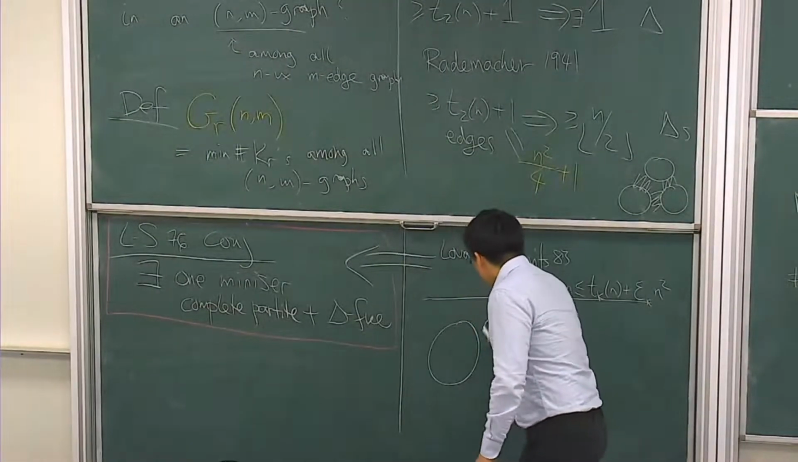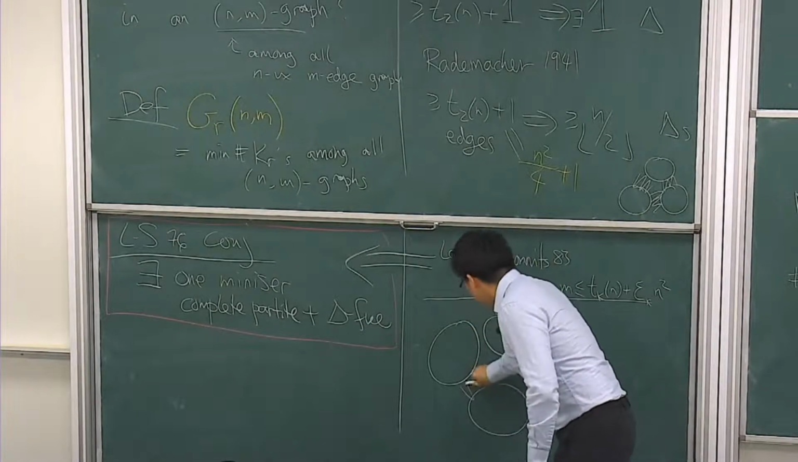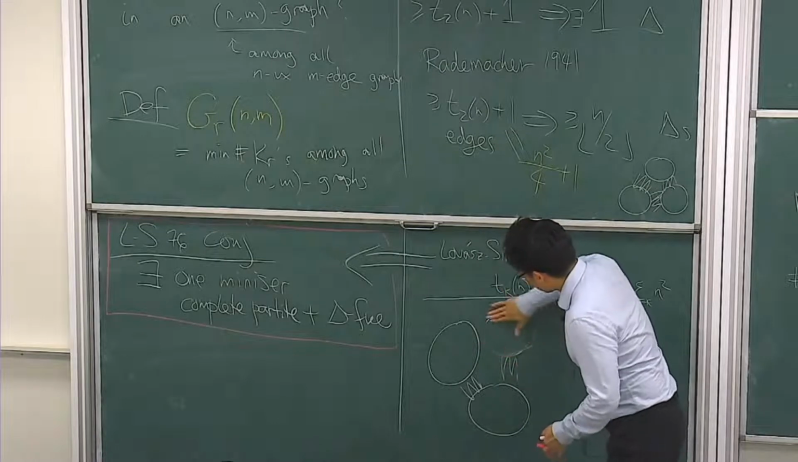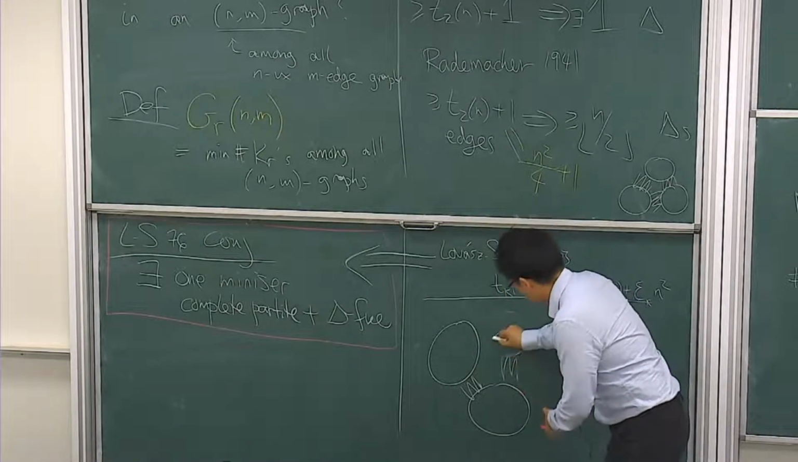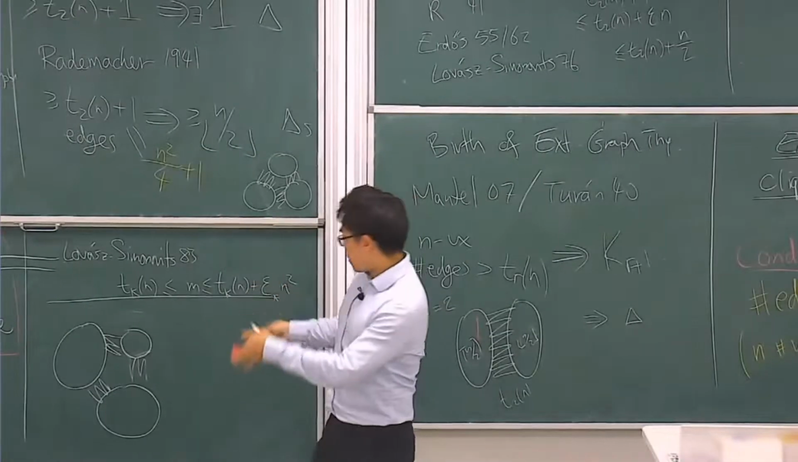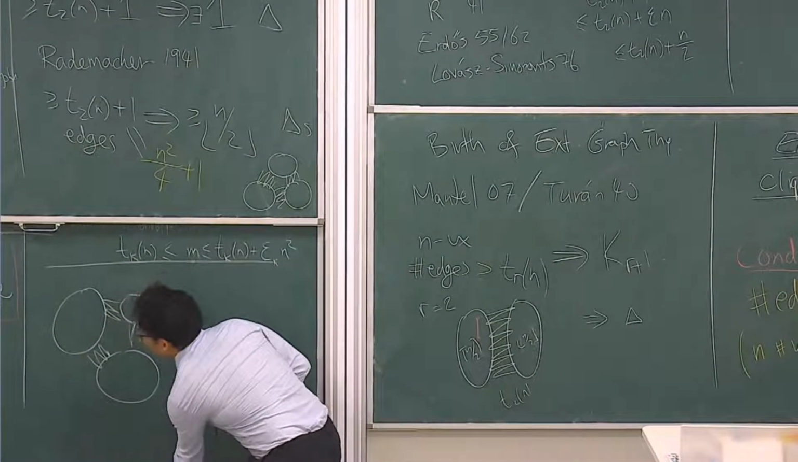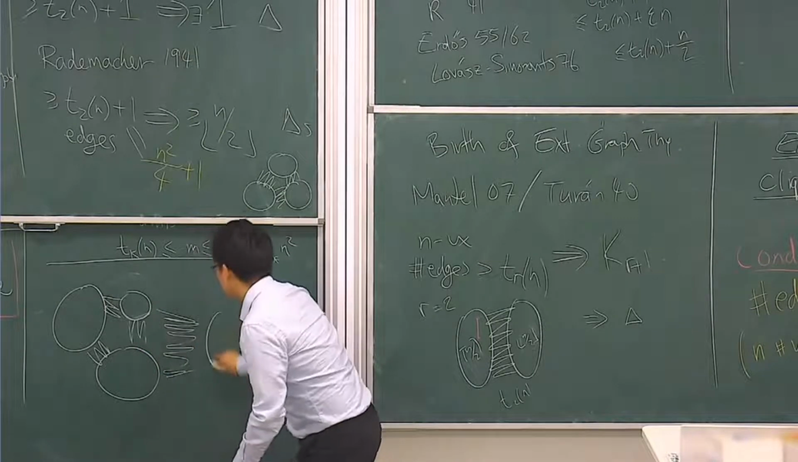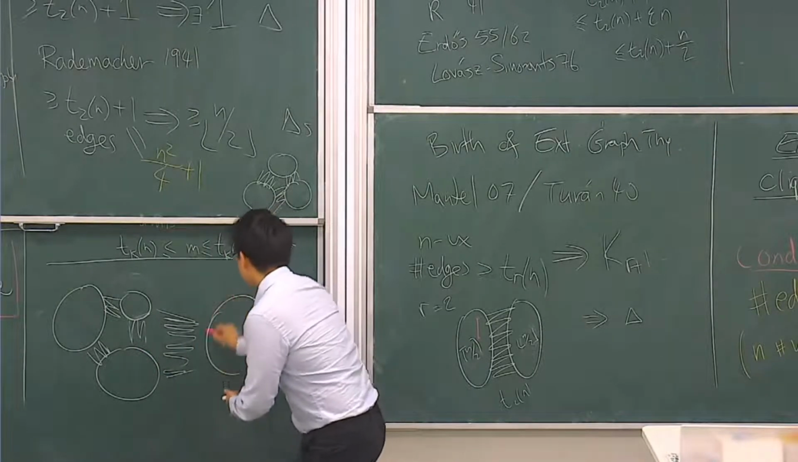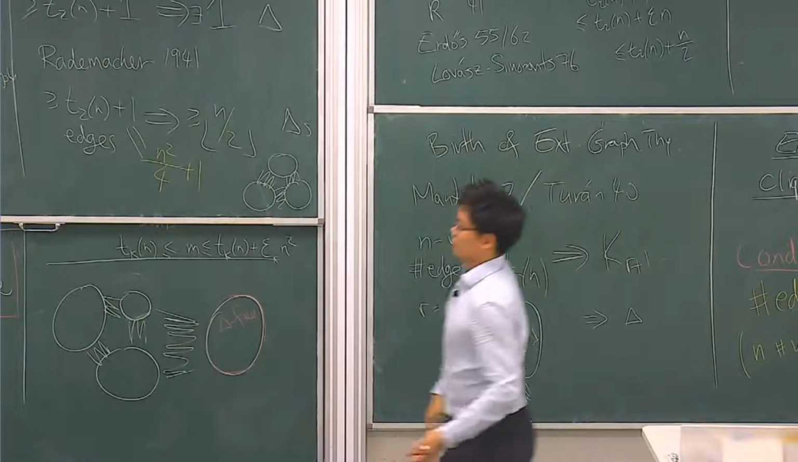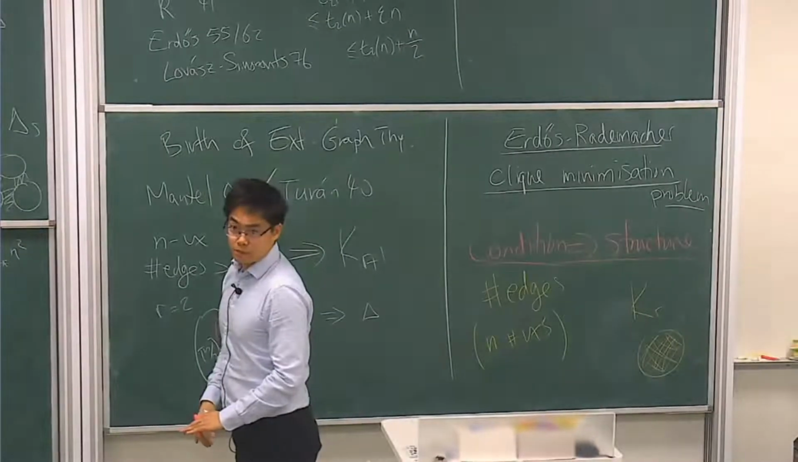You have a complete partite graph. Maybe the sizes could be different. Let me just make it slightly more general. You have a complete partite graph. That's one part. And then it's completely joined to another part. And here, this other part is a triangle-free graph. Okay? That's their conjecture.